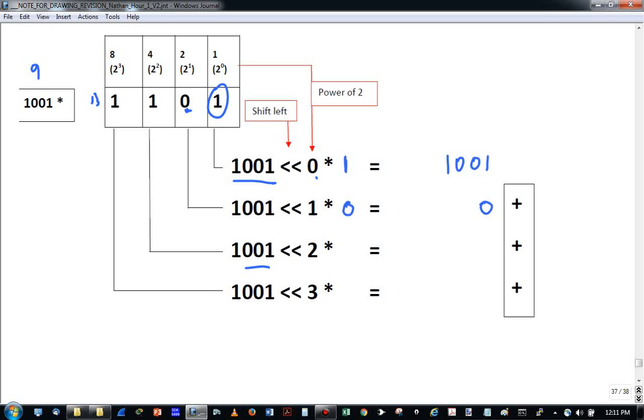1001 shifted left twice times 1, so there are 2 zeros at the front, and then you have 1001. Then the next one is 1001 shifted left 3 times 1. Okay, so there are 3 zeros, 1001. What happens next? You see all these pluses. We add those sections together. So 1001 plus 0 is 1001.